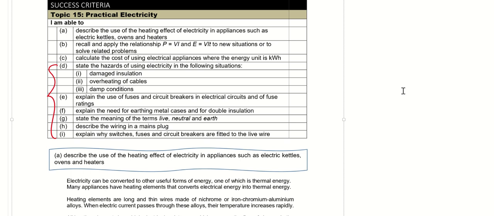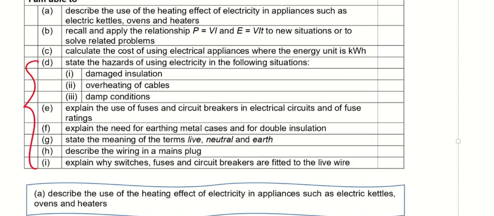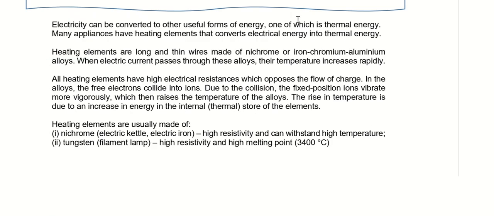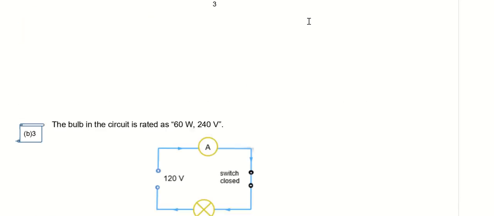Alright. So D is stating the hazards, the dangers. Hazards will be dangers of using electricity in a failing situation. So hazards are dangers. Okay, I actually went through this in class. You can actually read it by yourself, but let us take a quick look.